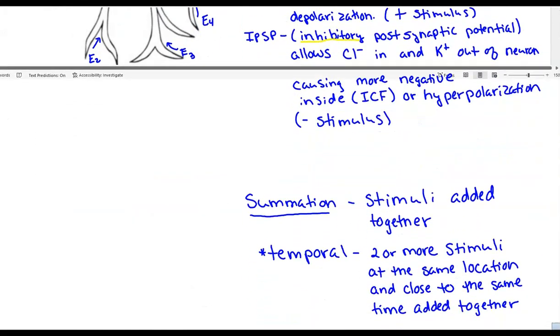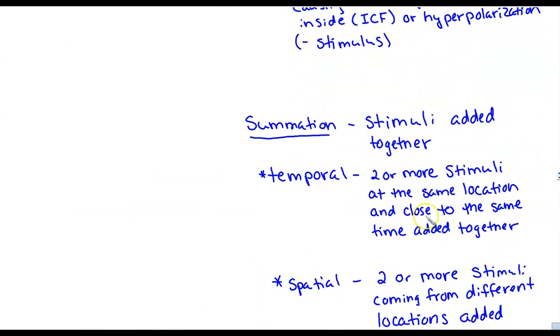It's basically coming from one area, but they're being sent one after another. So this would be like that E1, but it would be going pow, pow, pow, pow. So you would see that E1 and all these would be putting together, and this is E1 firing the same thing, and that is a temporal. And so those are the types of summations.